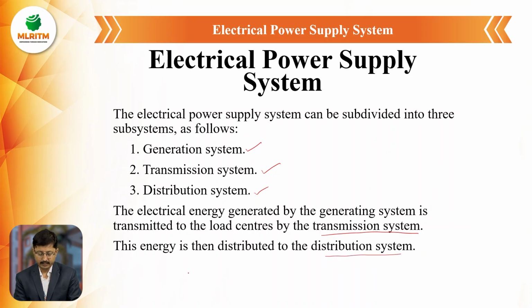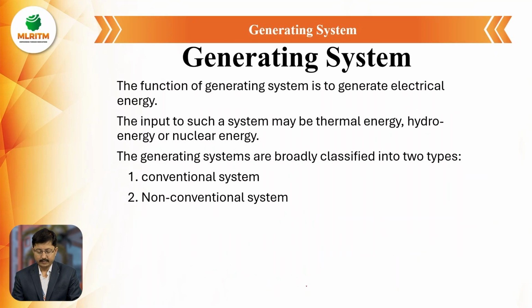Here I will give one simple diagram. Here power is generated at the generating station. This power is transmitted through the transmission lines and it is distributed to the load centers. So the electrical power system is mainly classified into three subsystems. First one is generating system, second one is transmission system, and third one is distribution system. The energy is distributed to the distribution system.